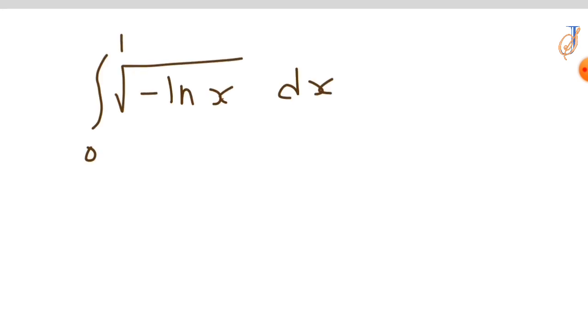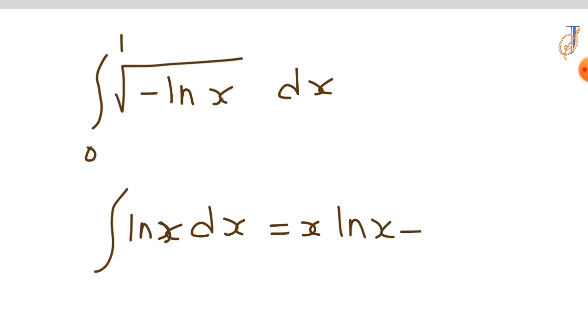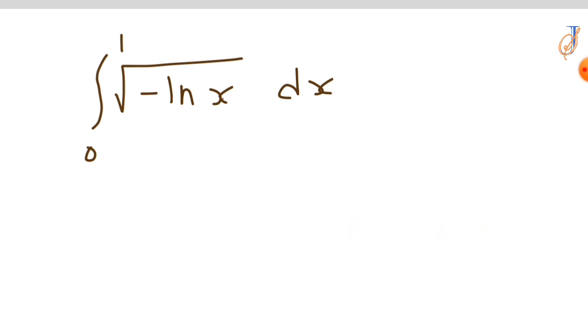We are going to tackle a fascinating integral problem, that is the integral from 0 to 1 of the square root of minus ln x dx. We know that the integral of ln x dx is x ln x minus x plus c. We know this. But here this integral seems challenging due to the negative sign and a logarithm under the square root. So traditional methods won't work here.